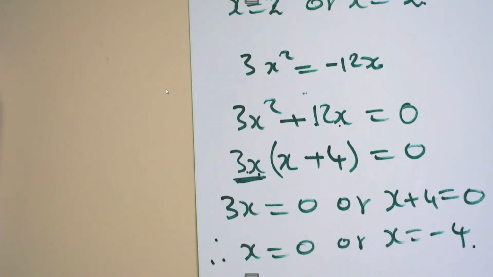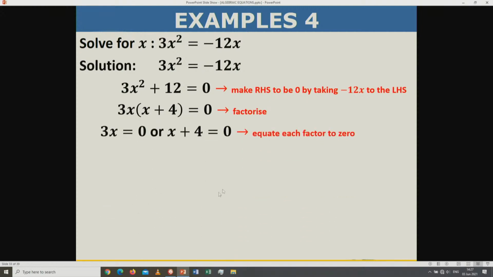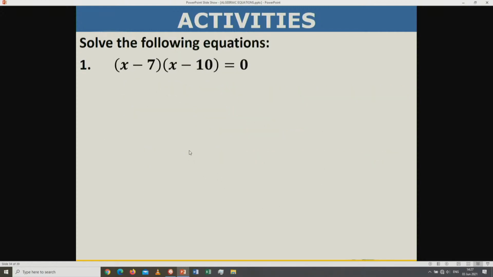Right. So it was supposed to be 3x into x plus 4 is equals to 0. And then 3x is equals to 0, or x plus 4 is equals to 0. Then x is equals to 0, or x is equals to negative 4. Right. Now go into the activities. I'm not going to dwell much on the activities. As you can see, this one is already in the form of brackets.